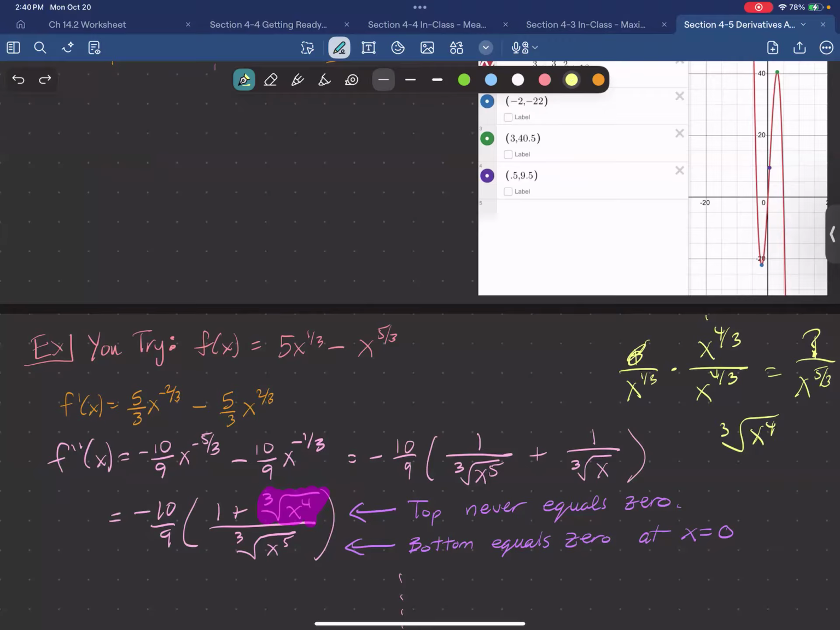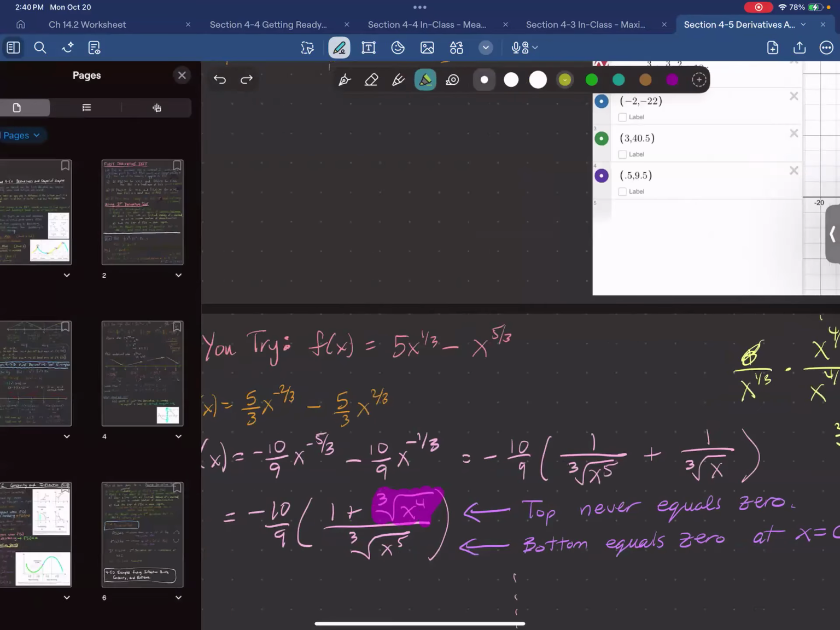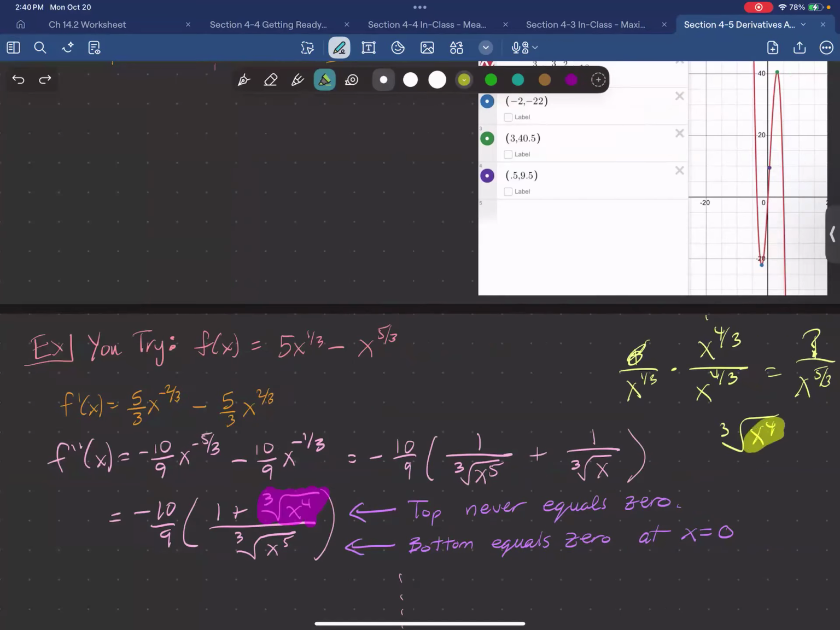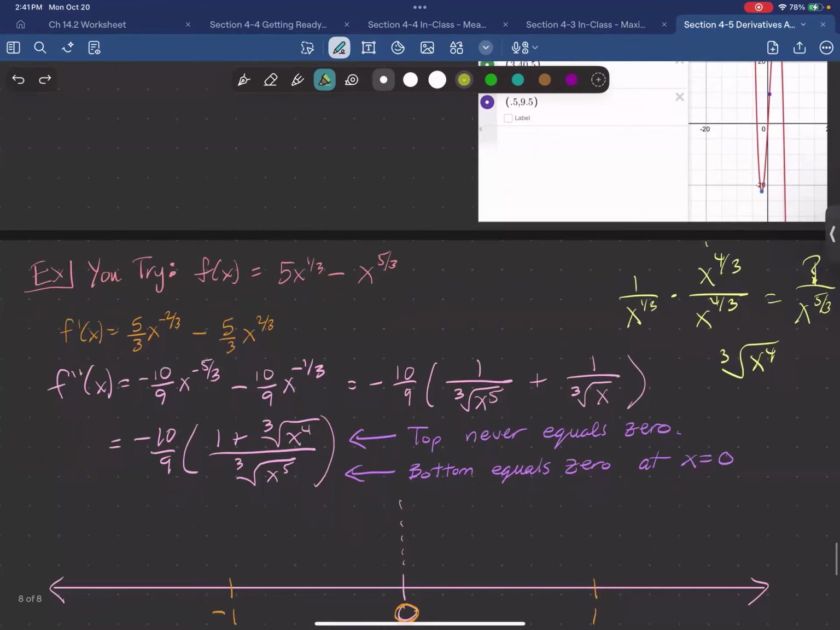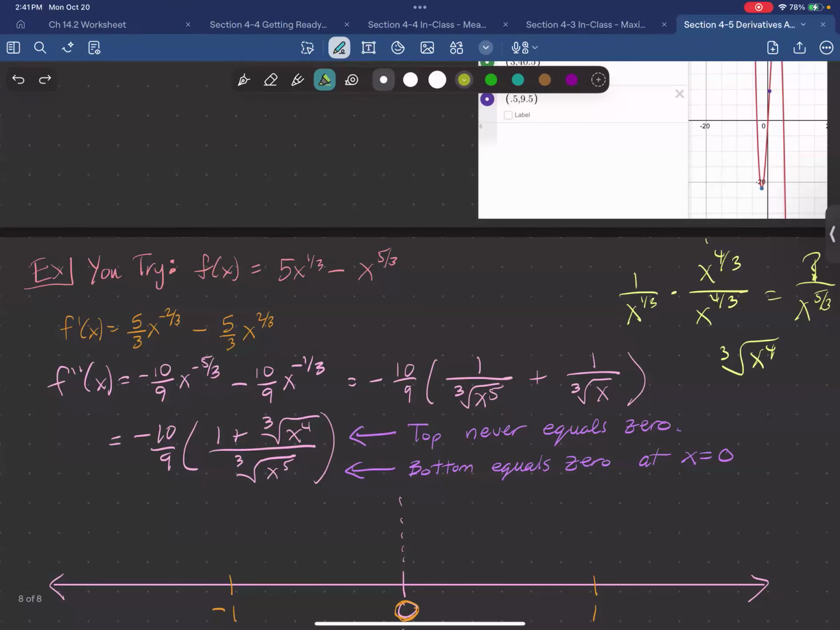So we've got the cube root of x to the 4th here. This is always positive, and the cube root of a positive number is always positive. And if I add 1 to it, that just makes it more positive. So the top is never negative. It's always positive. So we just need to look at what's going on with the bottom. The top can never equal 0, so there's no critical point or potential inflection point where the top is 0. There is a potential inflection point where the bottom equals 0, which happens at x equals 0.